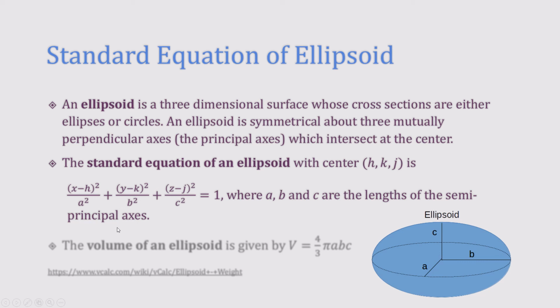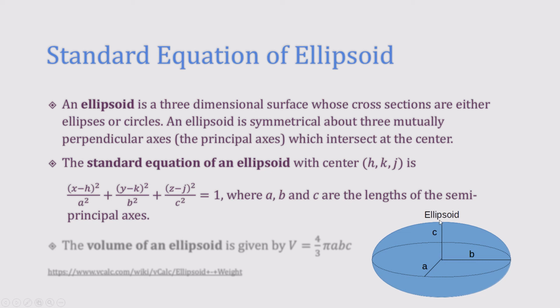With an ellipsoid, a, b, and c could be any length. There's not one that's guaranteed to be longer than the others, the way that we do with the ellipse. Okay? A is just the distance from the center to the side in the x direction. B is the distance from the center to the edge in the y direction. And C is the distance from the center to the edge in the z direction.